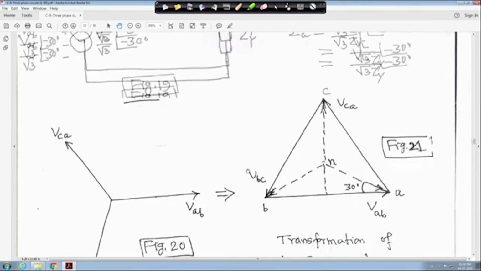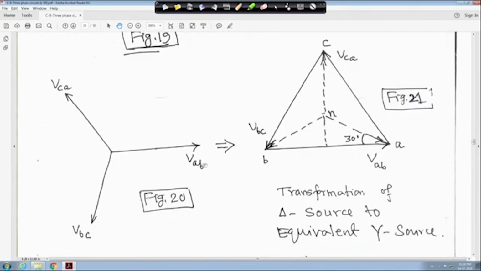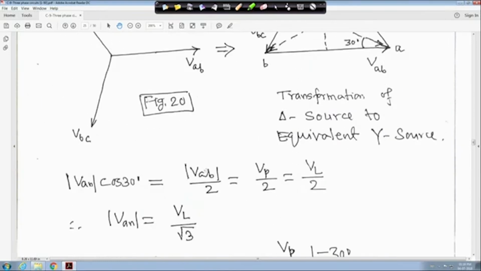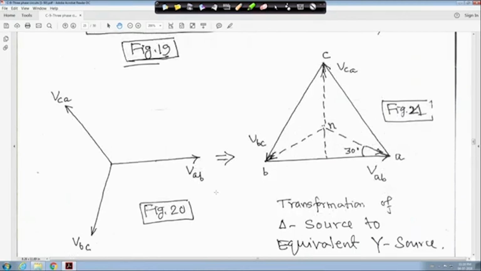Similarly, if you draw the phasor diagram, this is your VAB, this is VBC, this is VCA. If you try to make this delta, so this is my VAB, this all 120 degree, 120, this is my VCA. So, this is my VBC, no. So, just let me clear it. This diagram actually it will be like this.